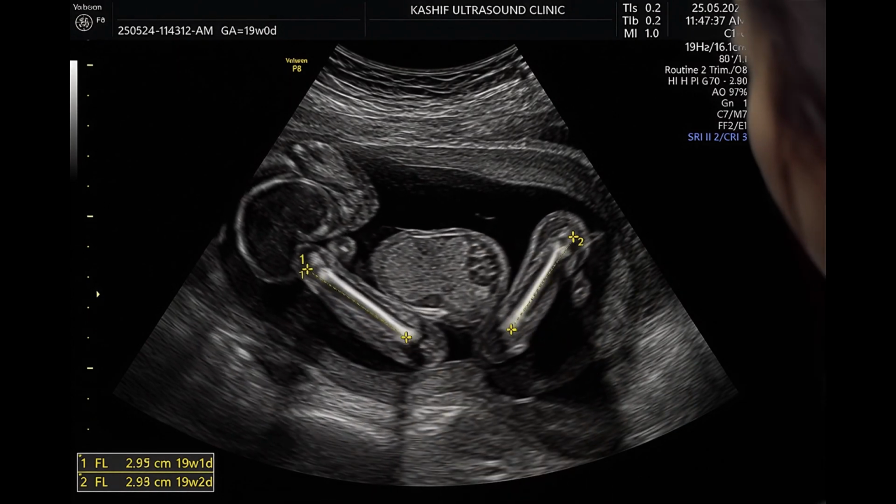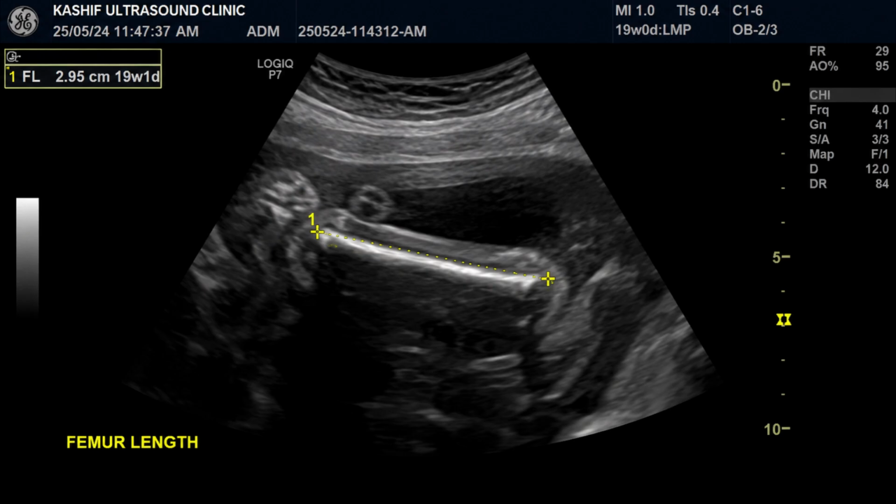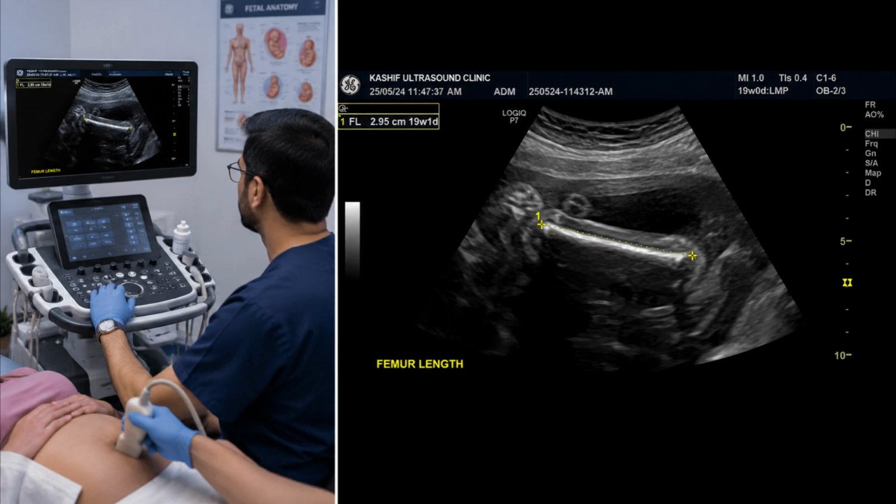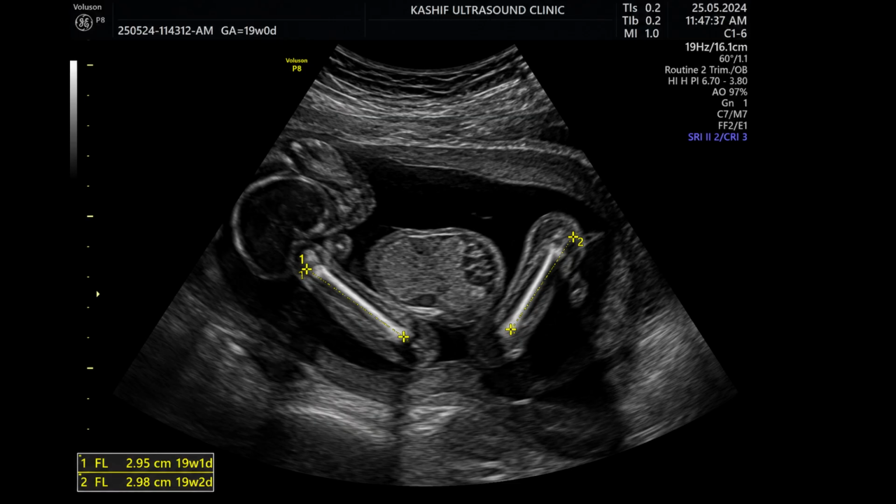Record best image. Quality checklist. Before saving the image, ask: entire shaft visible? Ends clearly seen? No cartilage included? Bone straight? Proper caliper placement? If yes, save image. Comparing FL with other parameters.